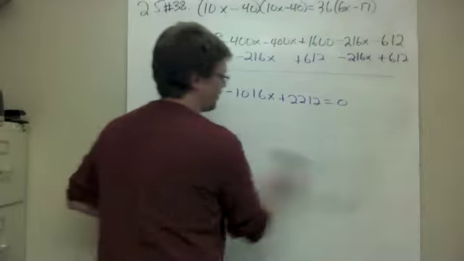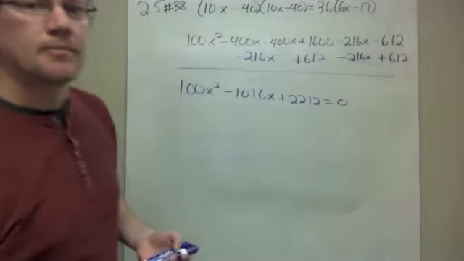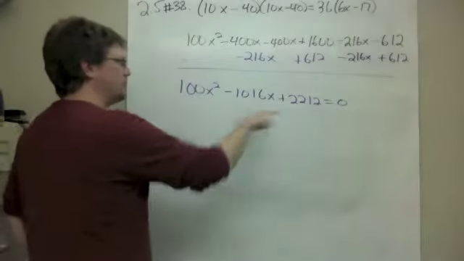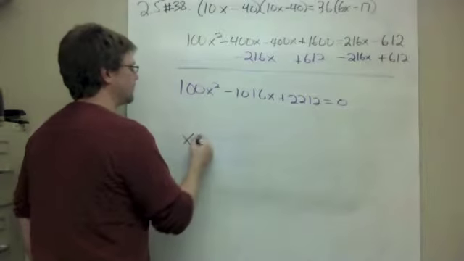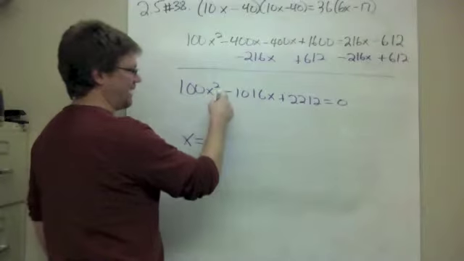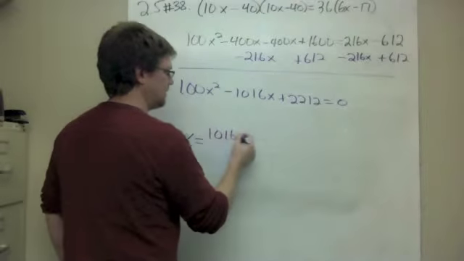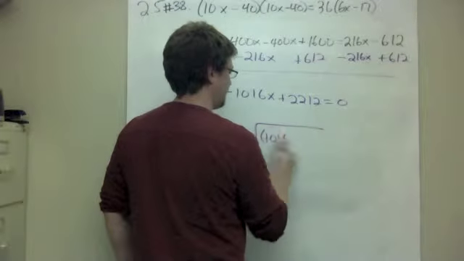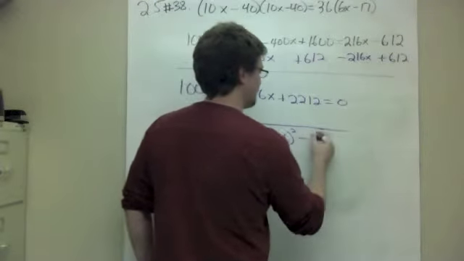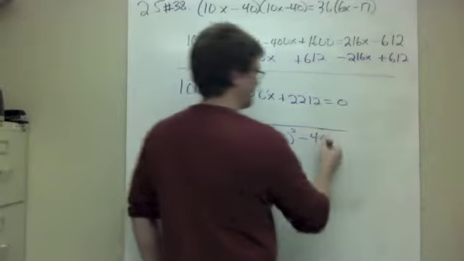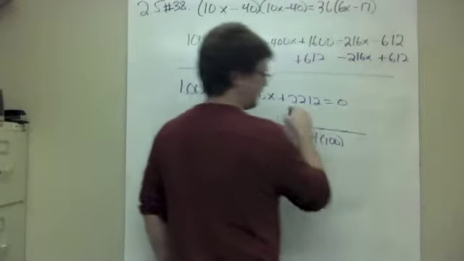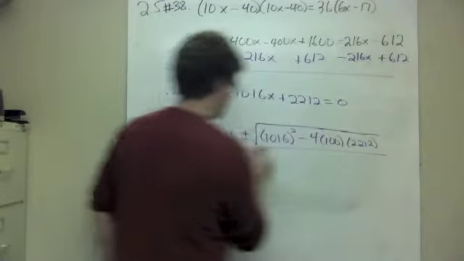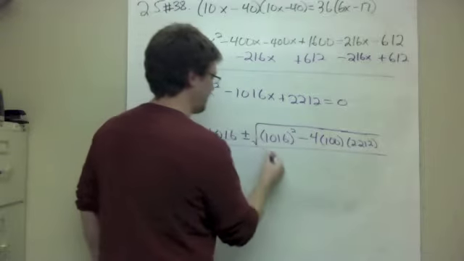Okay, these numbers are extremely large. But just because they're large doesn't mean I can't put these things into the quadratic equation. Okay? So using the quadratic equation, x is going to be minus b. Minus a minus is a plus. Plus or minus the square root of 1016 squared minus 4 times a times c, over 2 times a. 2 times 100 is 200.